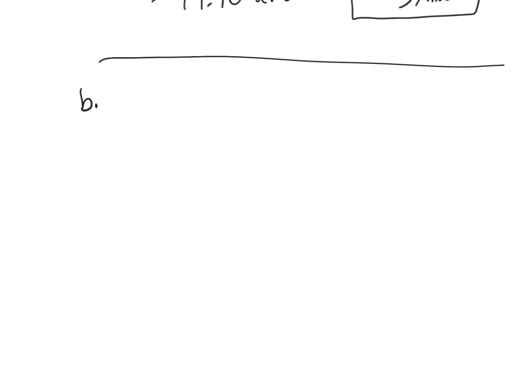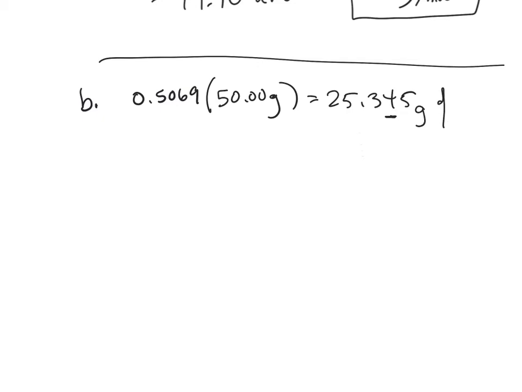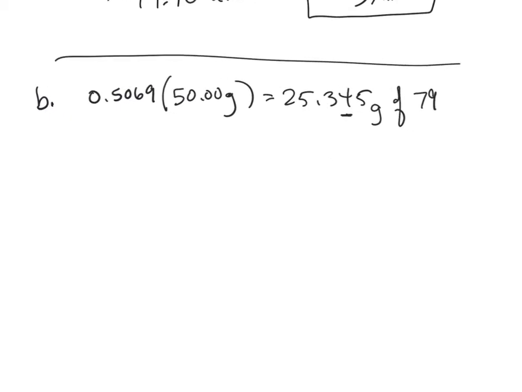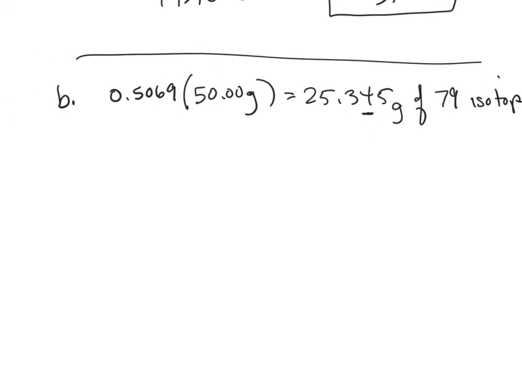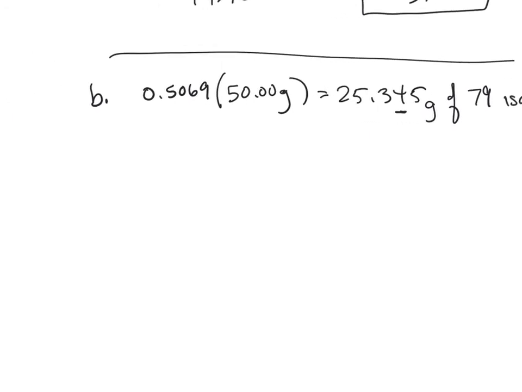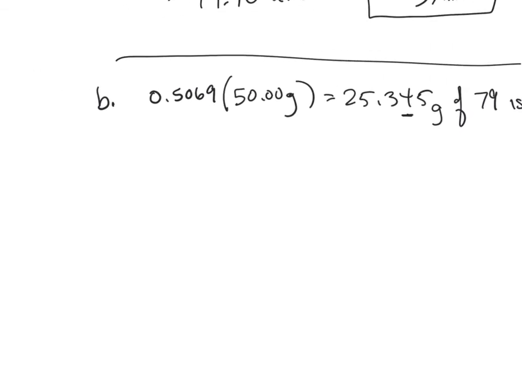So for part B, we would say that 0.5069, or 50.69%, of the 50 grams total would be equal to 25.345 grams of the 79 isotope, and that is, okay, I've calculated that.